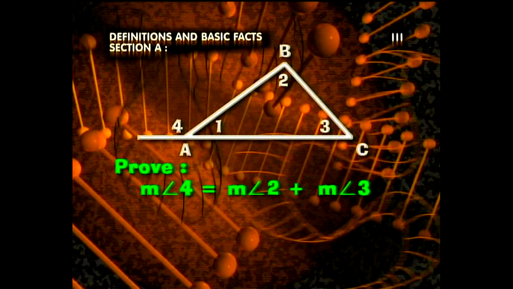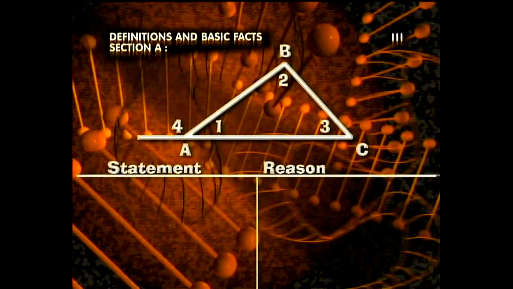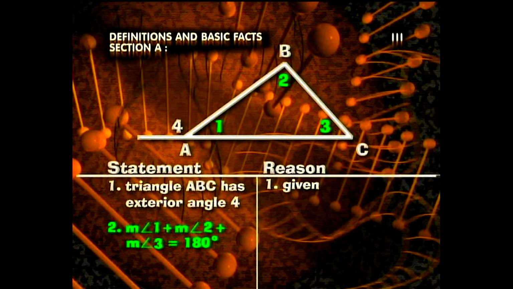To prove that the measure of angle 4 equals the sum of the measures of angle 2 and angle 3, we're given the information that triangle ABC has exterior angle 4. Let's set up a proof table. Our first statement is our given information. Triangle ABC has exterior angle 4. Second, we state that the sum of the measures of angle 1, angle 2, and angle 3 is 180 degrees.